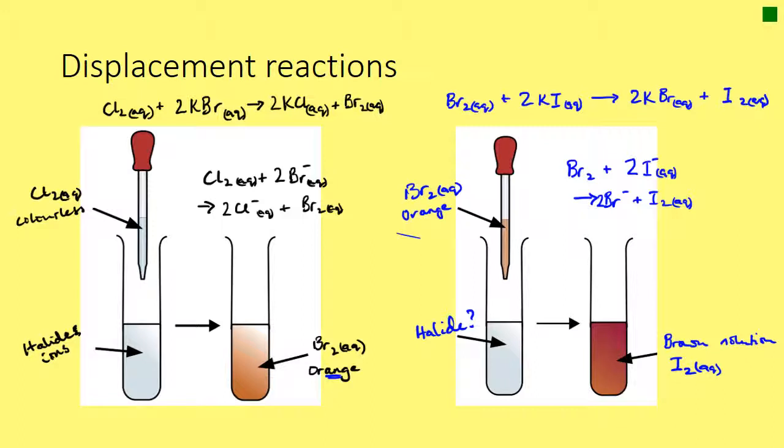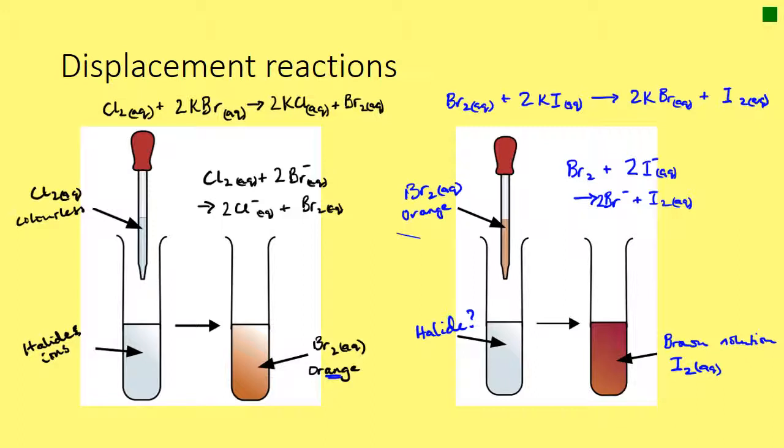Okay, so let's just explain what we're doing in the first. We're moving back over to the chlorine reaction on the left-hand side, and in the dropper we've got some chlorine water. So this is our Cl2 aqueous, and that's pretty colourless. Although it's green as a gas, it's colourless when dissolved in water.